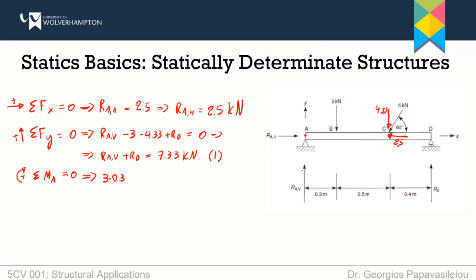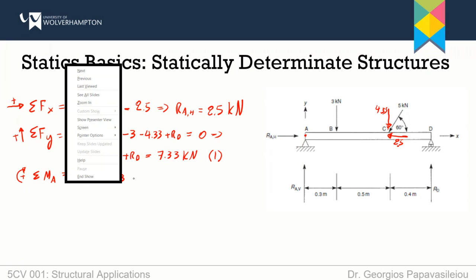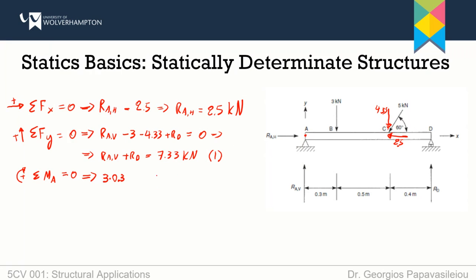If we were using vectors here, we would start with a distance vector and then with the force vector. But for this module, it's fine to do that, to do anything. So you can start with the forces. We also have the 2.5 kN force, which if you extend, you will see that it passes from point A. So once again, its moment is zero. However, we have the 4.33 kN force, which tends to rotate it clockwise.